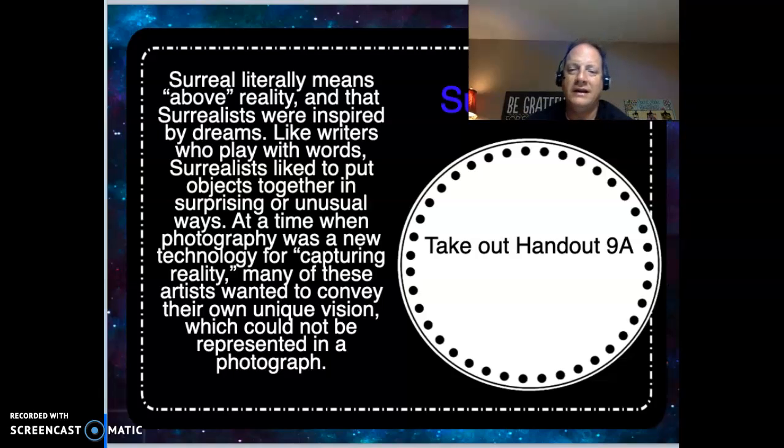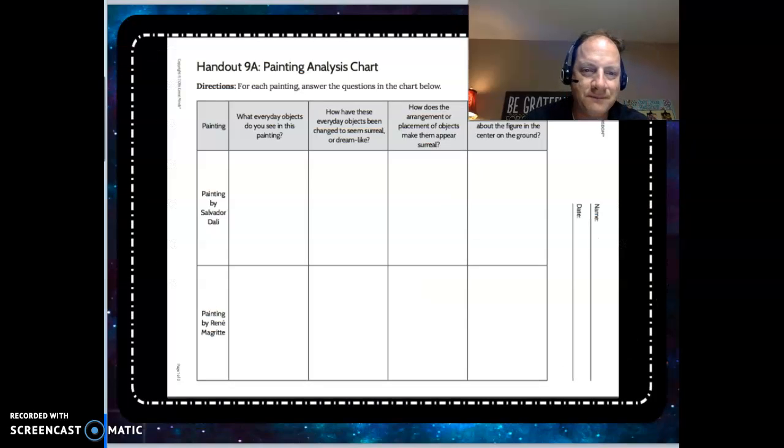So I want you to look at handout 9A. We're going to go through that one in just a minute. We're going to analyze a painting. So here's 9A, and we're going to look at that in just a second. So let's see what we need to do. It says, for each painting, answer the questions in the chart below. So I want you to take a second and look at it.